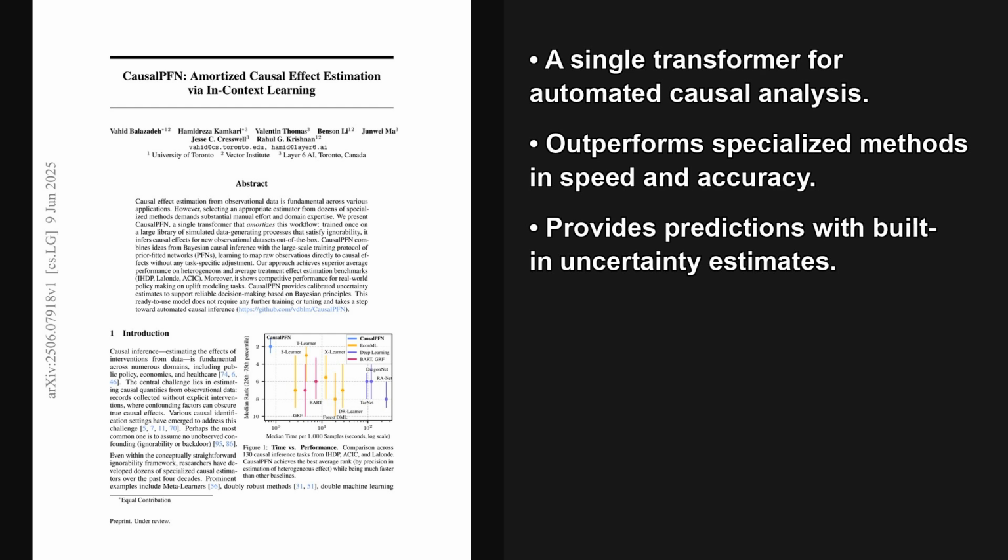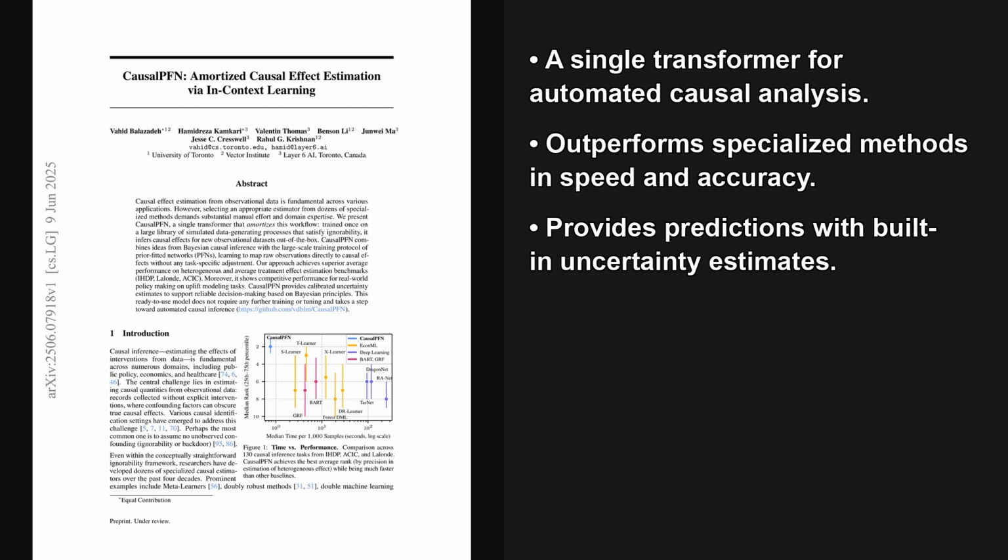Today, we're looking at a trending paper from June 9th, 2025, titled CausalPFN, Amortized Causal Effect Estimation via In-Context Learning. Alright, so the big challenge this paper tackles is figuring out cause and effect from data we just observe without running a controlled experiment. This is called causal effect estimation.